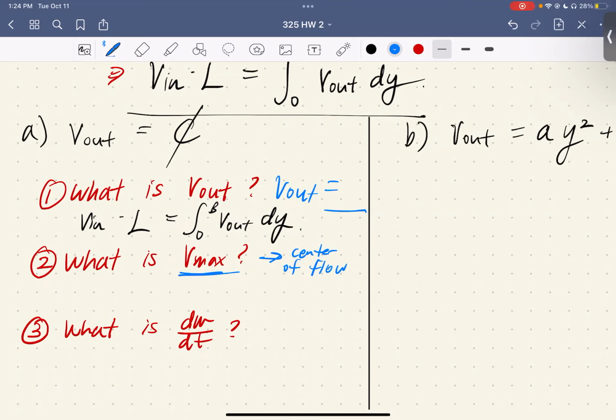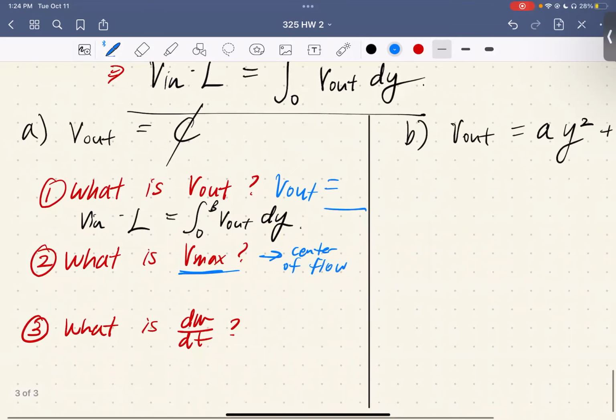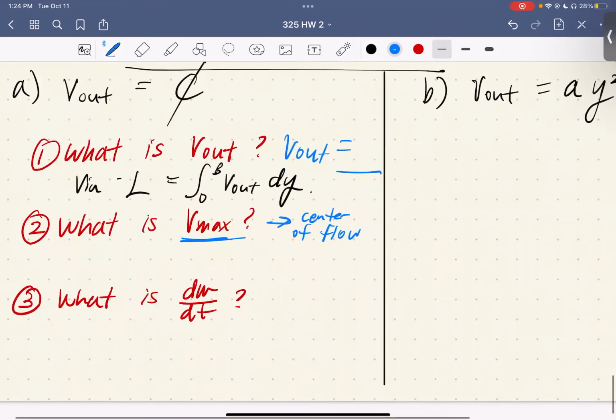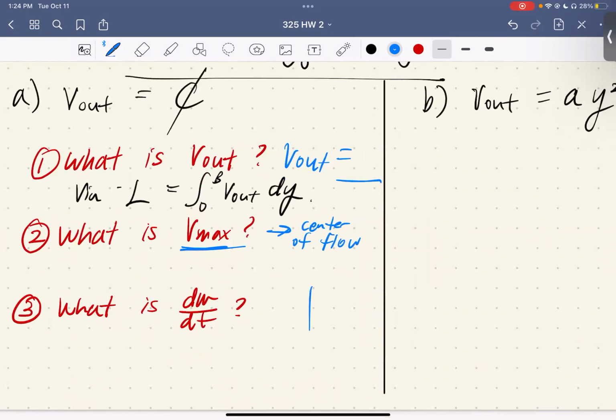We know v max is always at the center of flow. Luckily, the velocity out for this first example is a constant, right? So no matter your change in direction in the y, it will always be the same velocity. So we know the v max is just going to be the v out, in this case, just because velocity going out is going to be constant, right?